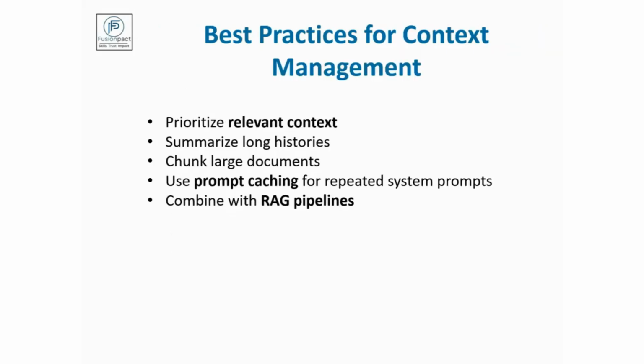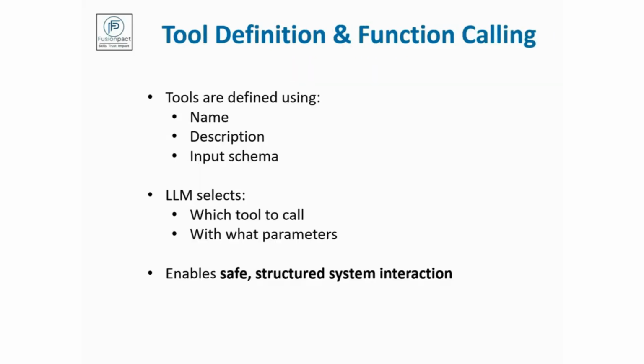Some best practices for context management are: prioritize relevant context, summarize long histories, chunk large documents, and use prompt caching for repeated system prompts, combined with RAG pipelines.